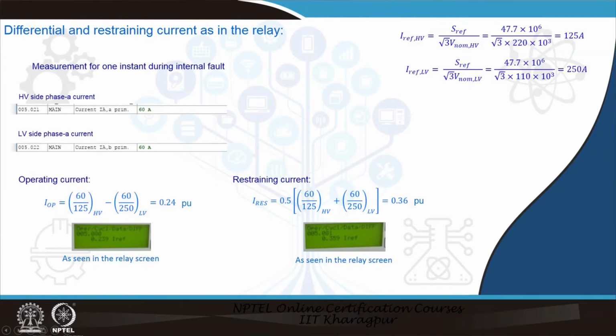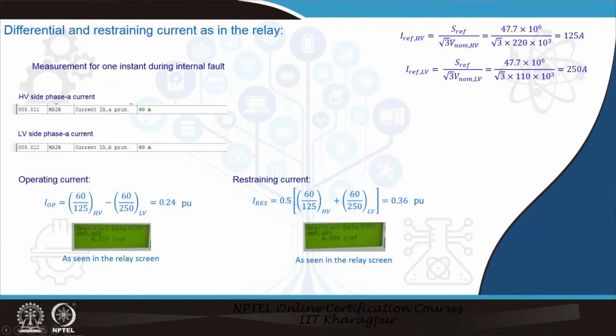In that sense, the operating current is calculated as 60 ampere upon the rated current in the high voltage side minus 60 ampere upon the rated current of the high voltage side. So, this gives us 0.24 pu of the operating current, and if you see the screenshot available, it clearly shows that the I reference from this relay happens to be 0.239 pu, as compared to 0.24. So, this is in agreement with the relay calculation process.